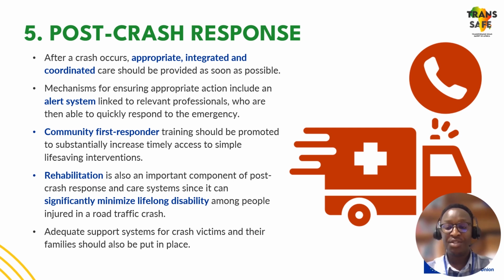Procedures for ensuring appropriate action include an alert system, like a universal access call number like 911. Question: does your city have an alert system? Such systems are linked to relevant professionals who are in turn able to quickly dispatch appropriate emergency services with trained personnel and the necessary equipment through ambulances or sometimes helicopters when needed.